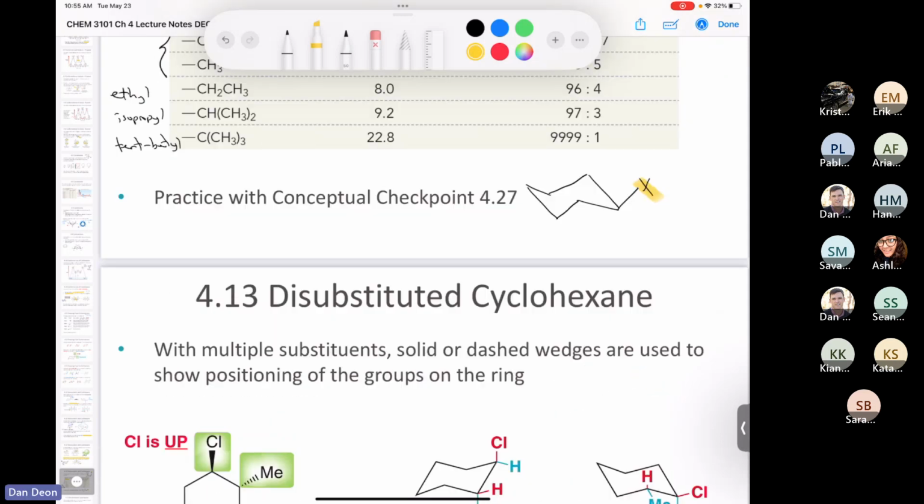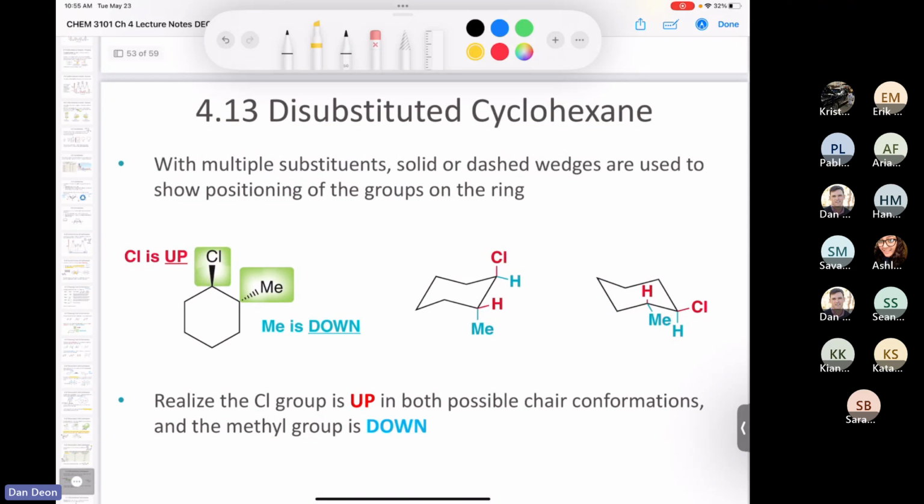All right. With that, I think we're going to take another break, and then we're going to come back and look at disubstituted cyclohexanes.